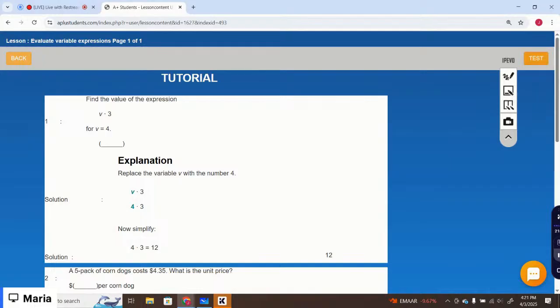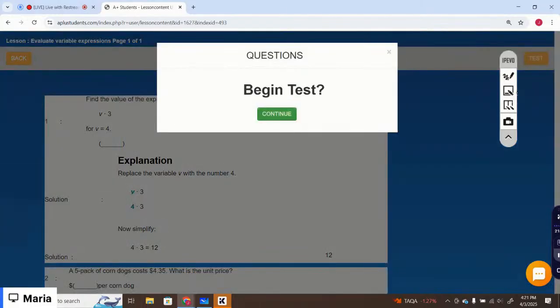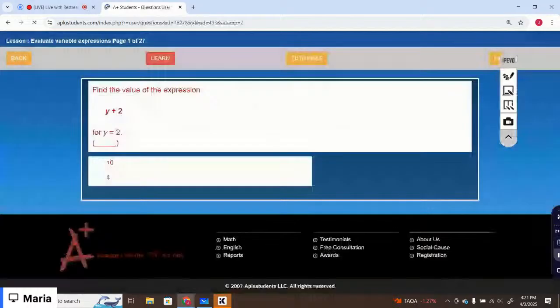Let's just start with the test questions. Find the value of the expression. You have to solve it for the y. So replace the variable y with a value.